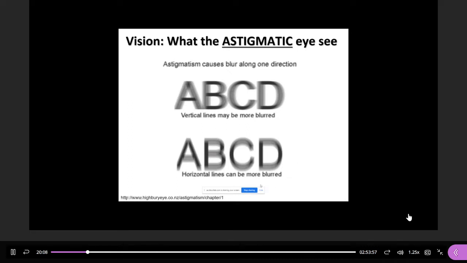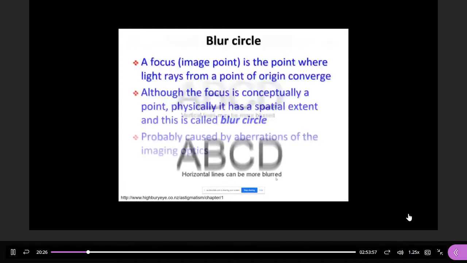So let's see this chart. In this chart, you can see apparently the vertical lines are clearer. In the horizontal, you can see it is more blurred. So the horizontal line in these patients is more blurred. So they have more power and more problem.